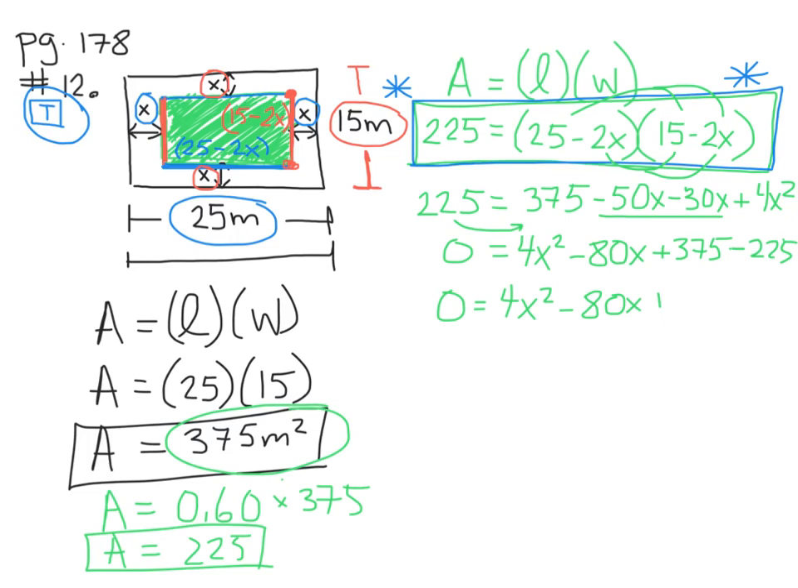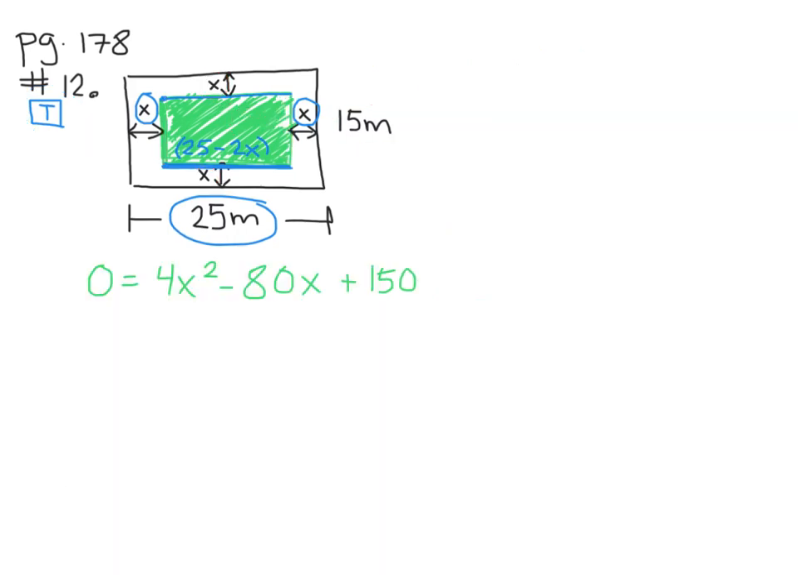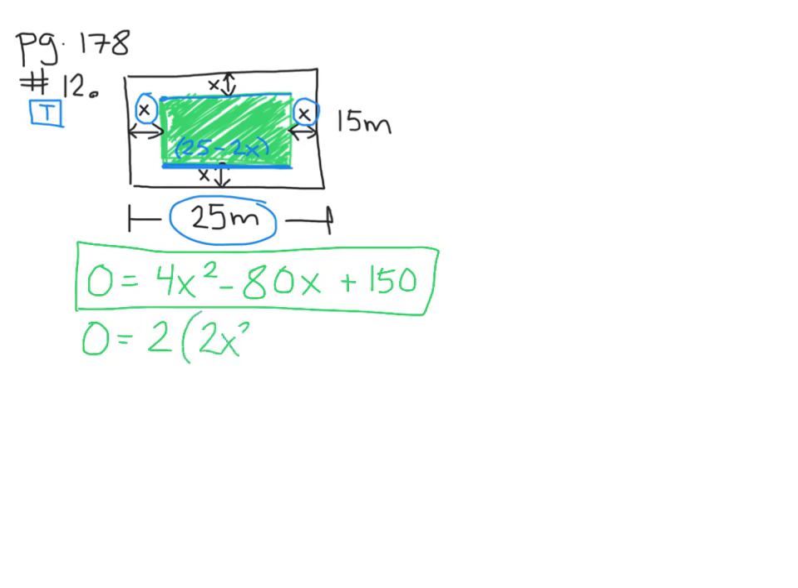Now I'm going to erase all of these drawings here, and I'm going to solve for 4x squared minus 80x plus 150. So I erased all that, and I'm going to solve for this. Now, in order to solve for this, we can either use the quadratic formula or we can factor. I noticed that everything here is divisible by 2, so that's what I'm going to do first. I'm going to take out a common factor of 2, leaving me with 2x squared minus 40x plus 75.